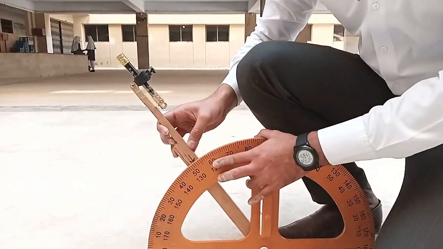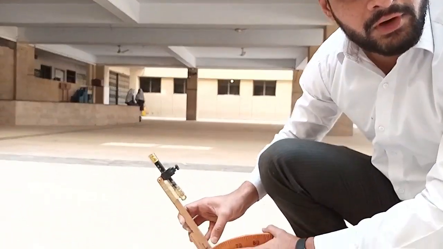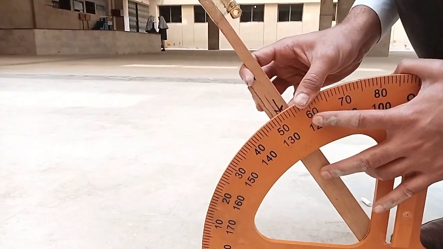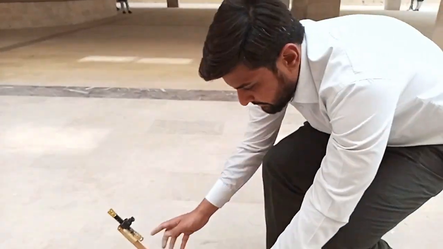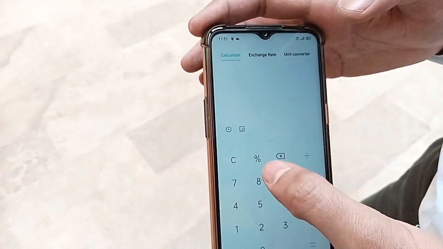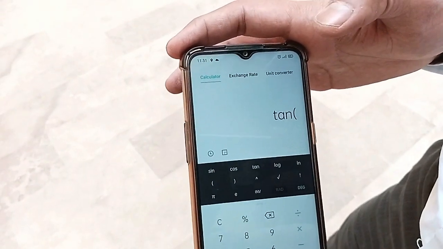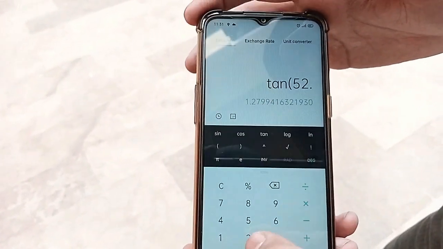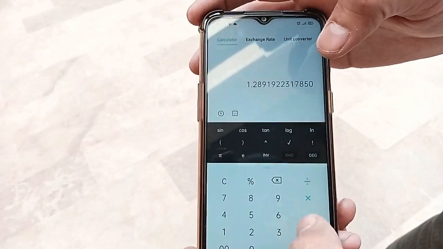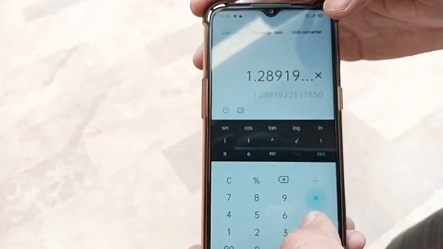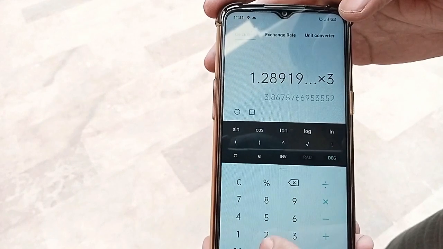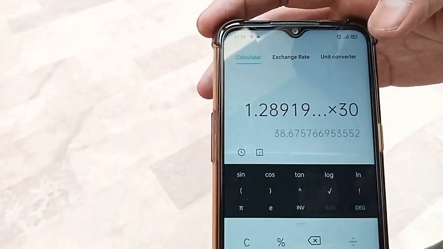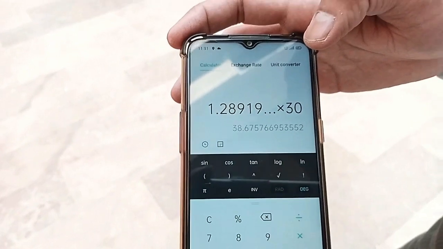Yes, you can see that we are making the angle of elevation, and it is 52.5 degrees. Okay, so now it's time to do some calculation on a calculator. Again we are using the tan function because we are supposed to find the opposite, and we know the adjacent. So tan of 52.5 degrees is 1.2 something, and then we multiply with the adjacent, which was 30. So that means the height of this building is 38.67 feet.